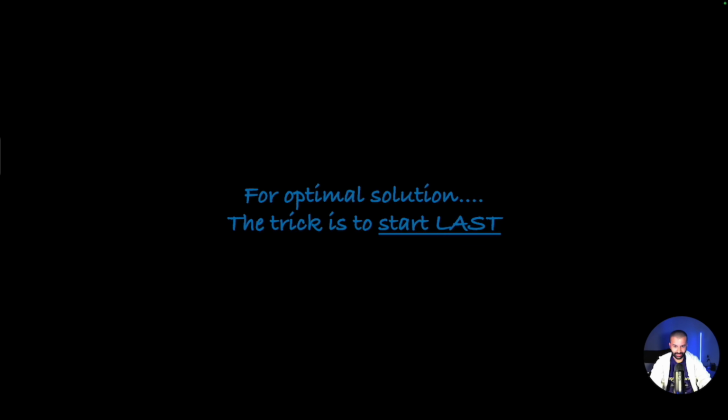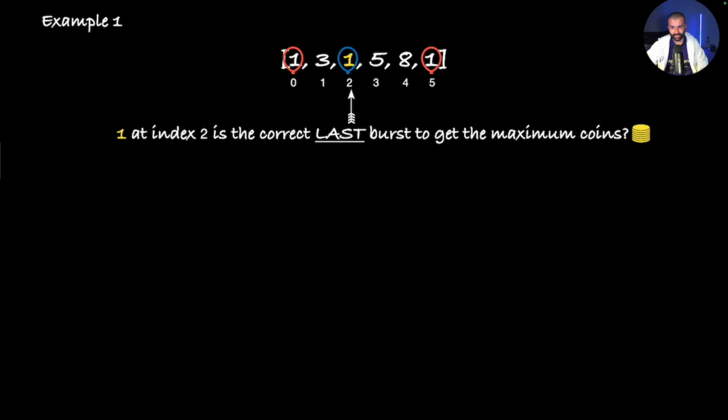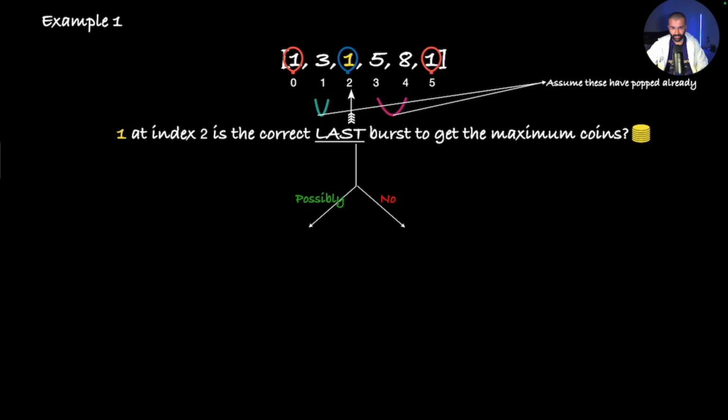This is the main trick, you guys. Once you understand that you need to start last, everything becomes simple. Again, I don't know how you're going to come up with this solution if you have not seen it before. Is 1 at index 2 the correct last balloon to burst to get the total maximum number of coins within the range of 0 to 5? Is the question that we are asking at this point. So this yields us one of two possibilities. The first one is no.